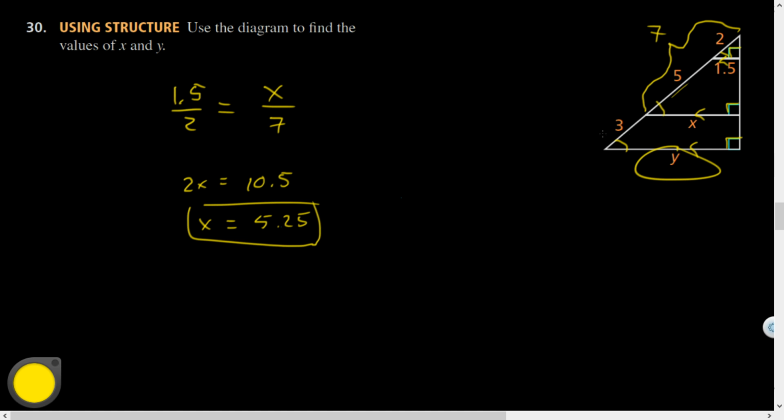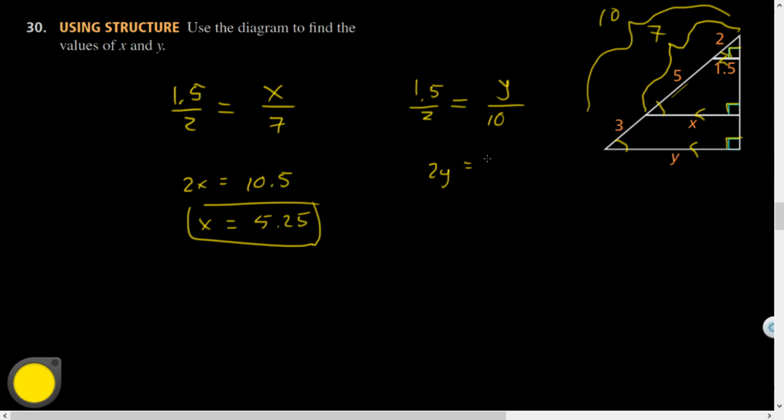But that's not the only question, my friends. I'm looking for y. So let's say 1.5 is to 2 again, as y is to who? With the save. All right, so I'll get 2y equals 15, y equals 7.5 when I divide both sides.